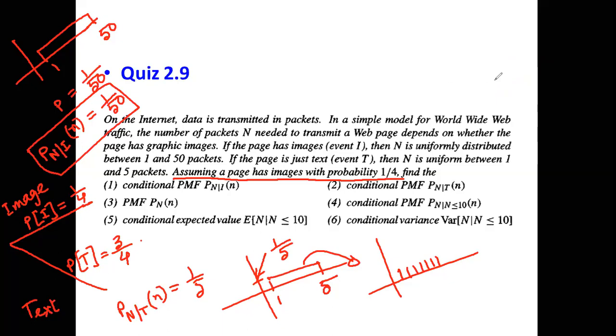Now what are they telling? Look at this one. Number one, they're asking for the conditional PMF, P of N given I. I think we have found it. Then the conditional PMF of N given T. I think we have also found it. Then they're trying to find out the PMF of N. What is P of N?